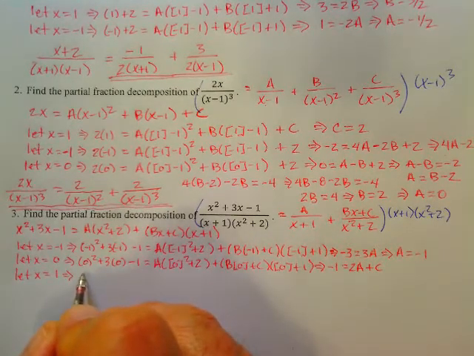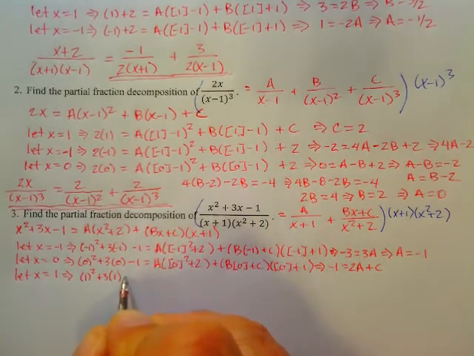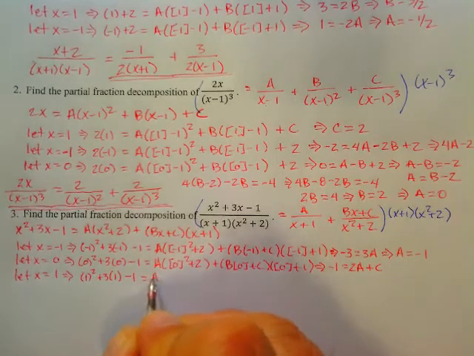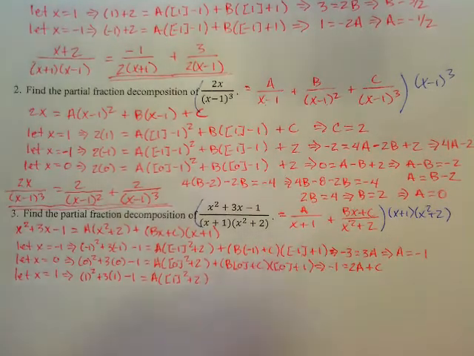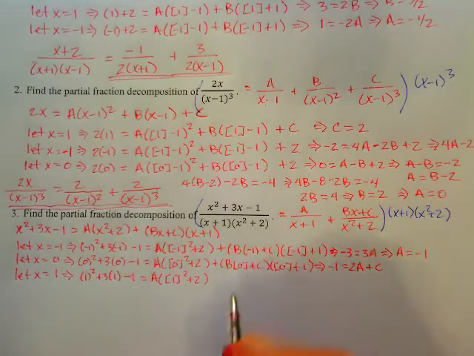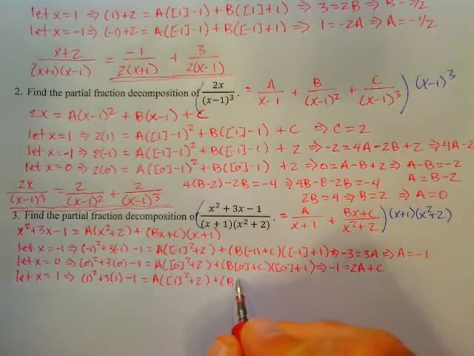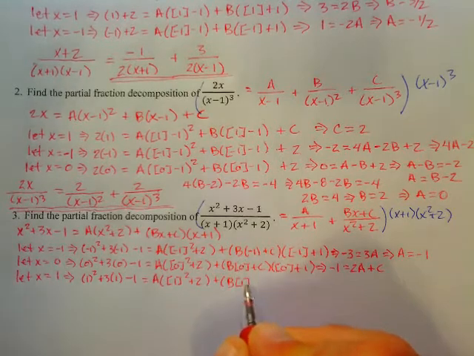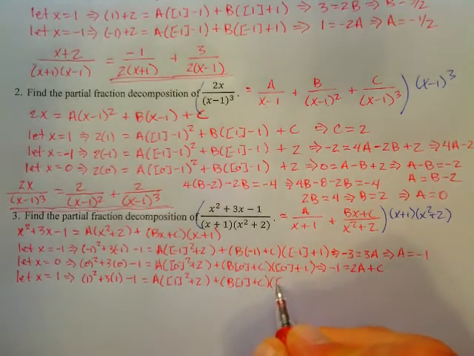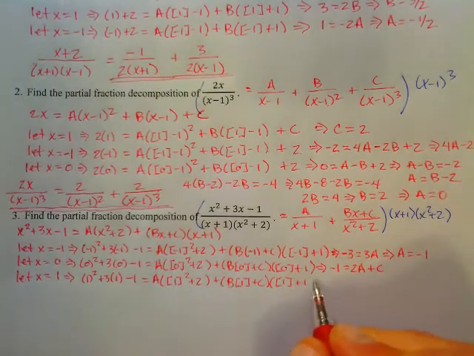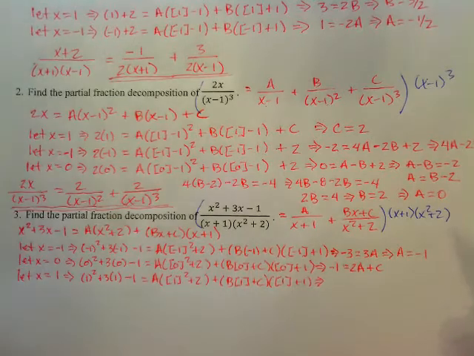So I'm going to have 1 squared plus 3 times 1 minus 1 equals a times 1 squared plus 2, and then b times 1 plus c, and then here 1 plus 1.